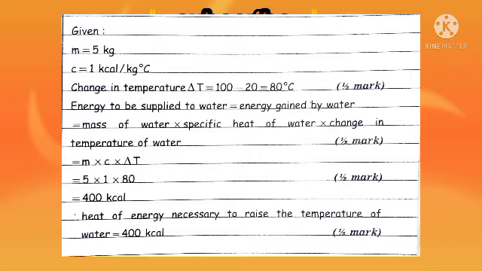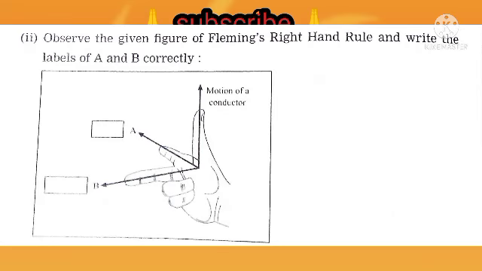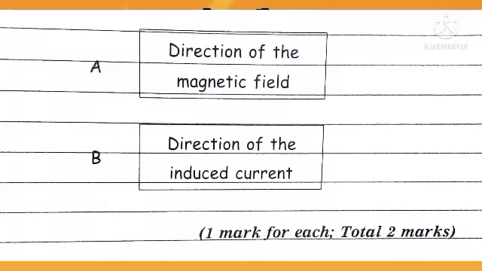Question 2. Observe the given figure of Fleming's right hand rule and write the labels A and B correctly. A denotes the direction of the magnetic field and B denotes the direction of the induced current.